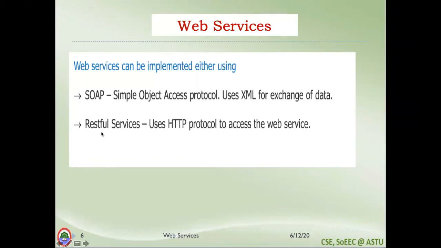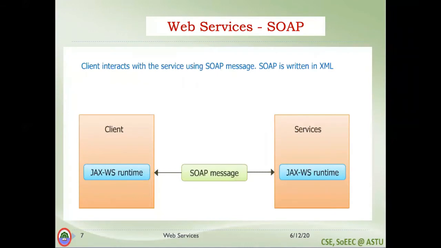And in RESTful web services, the data can be represented in different ways. One is XML, JSON, or even plain text, maybe HTML also. Different ways you can transfer the data, particularly in RESTful web services. But in SOAP, it's only XML. That's the major difference. And that is how this messaging works in SOAP.